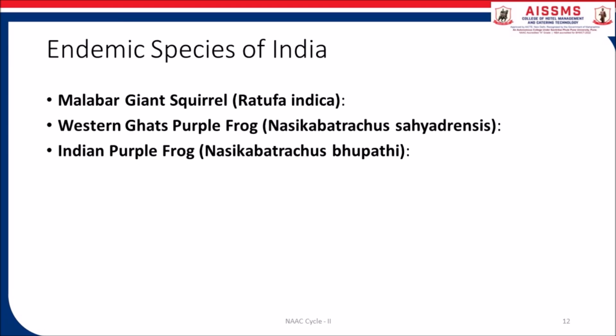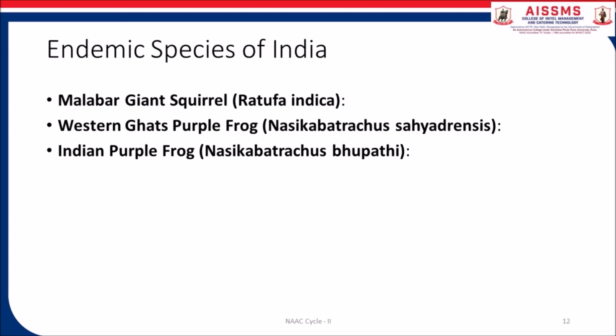Western Ghats purple frog. This unique amphibian species is endemic to the Western Ghats, specifically the high altitude regions of Kerala and Tamil Nadu. It spends most of its life underground and emerges only during the monsoon season to breed. The Western Ghats purple frog is listed as endangered due to habitat loss and degradation caused by human activities.